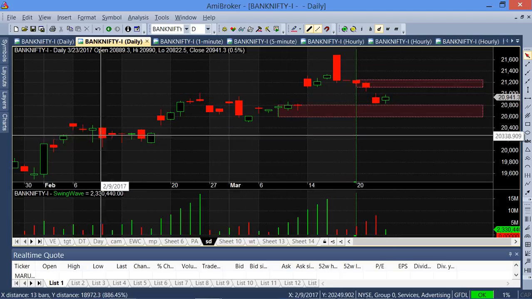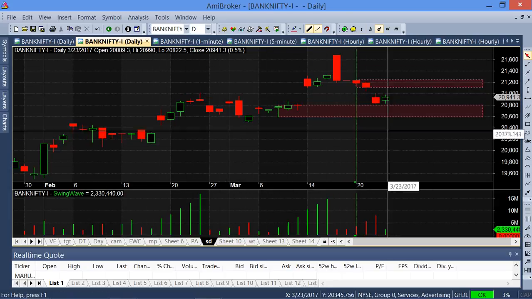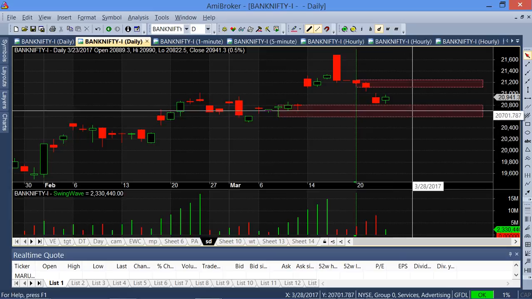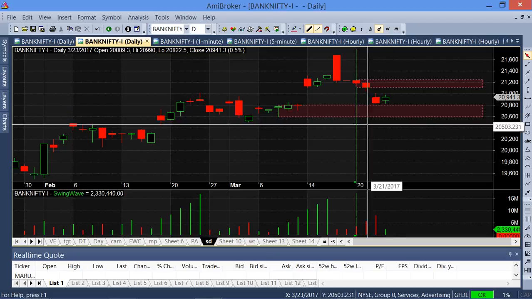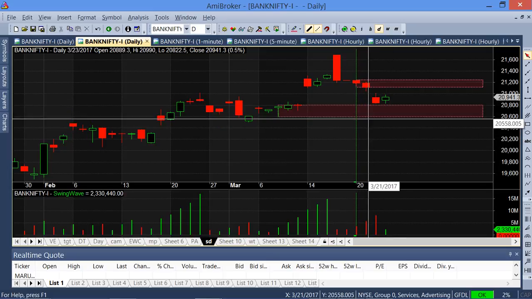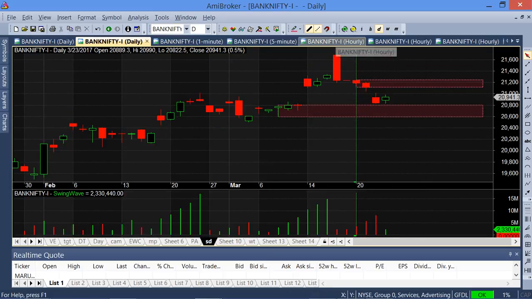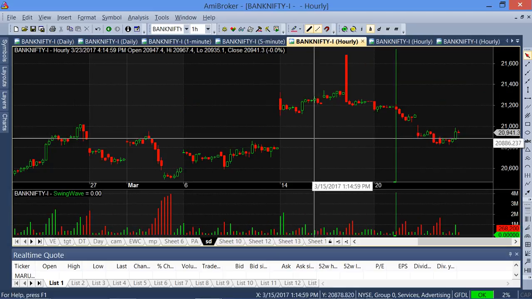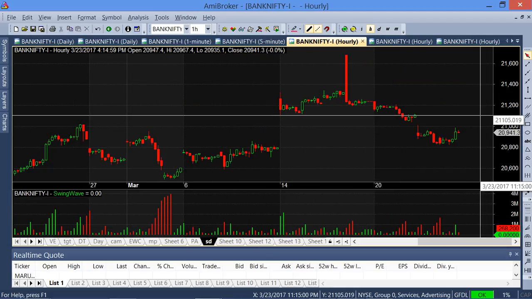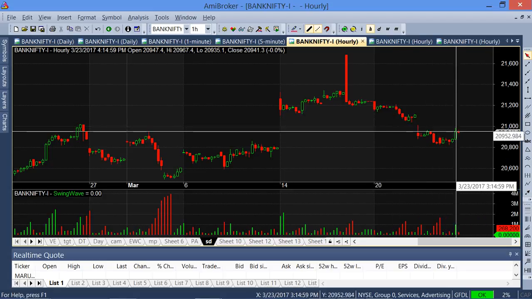We are not worried about the zones here because only if we give away this zone will we be looking down. For the time being we are only near this zone, so we will go to the next time frame, which is hourly. So these are the hourly charts. In hourly we have our price here.